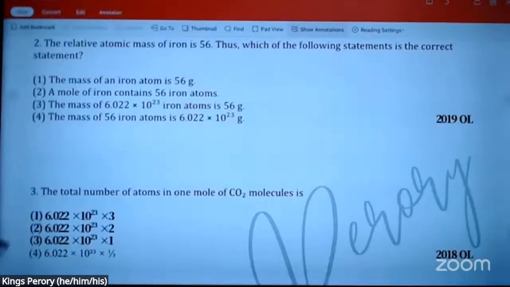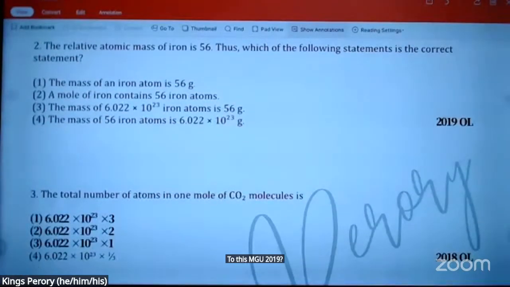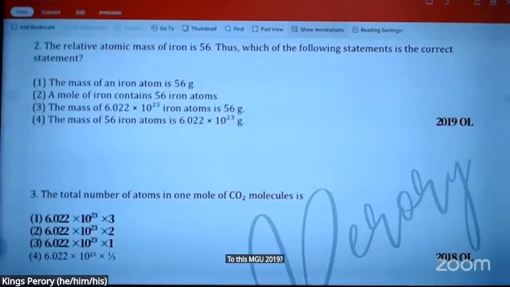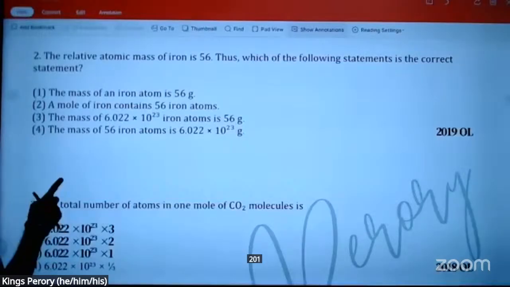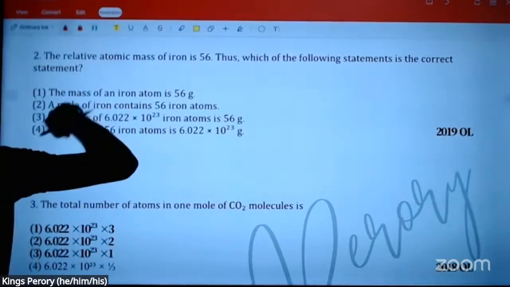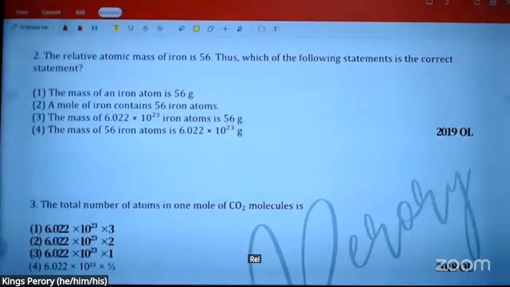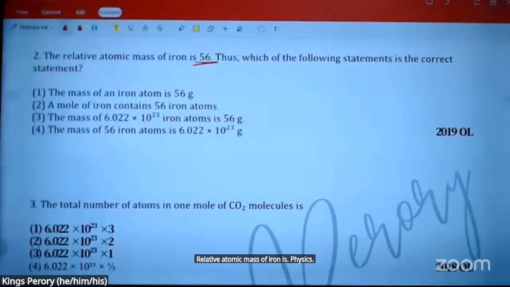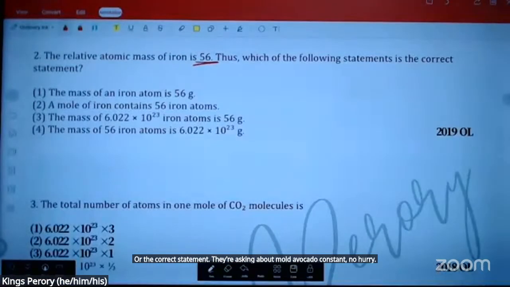Do this MCQ 2019. Relative atomic mass of iron is 56. What's the correct statement? They're asking about mole and Avogadro constant. We will build the relationship. This is a past paper question.